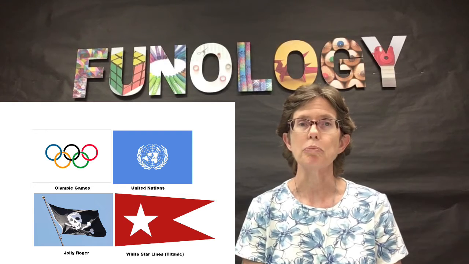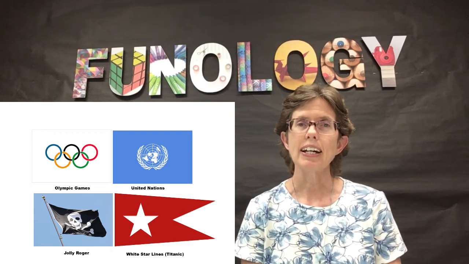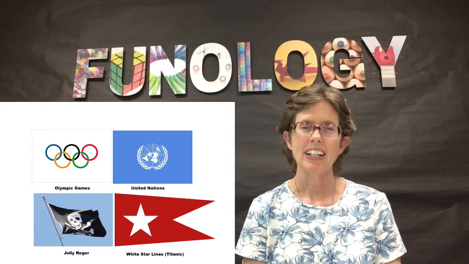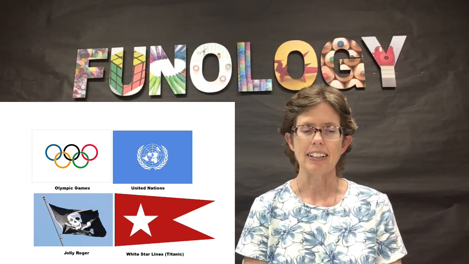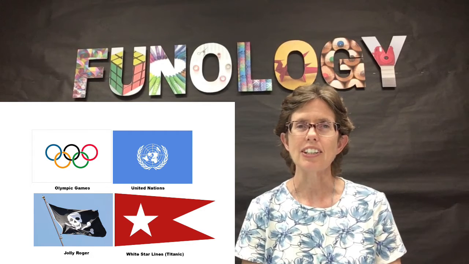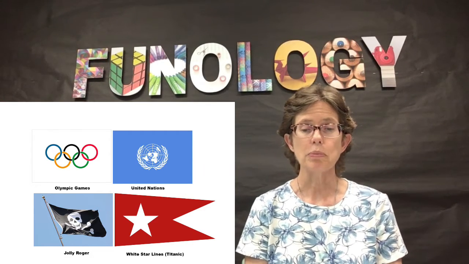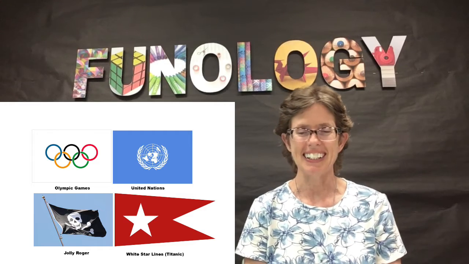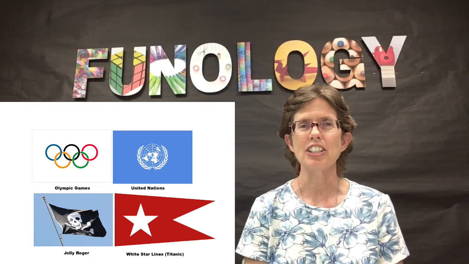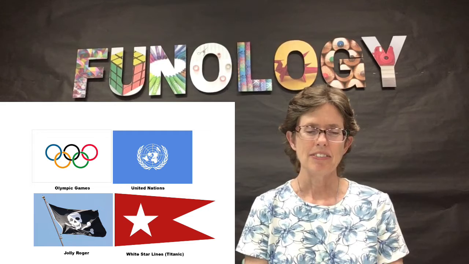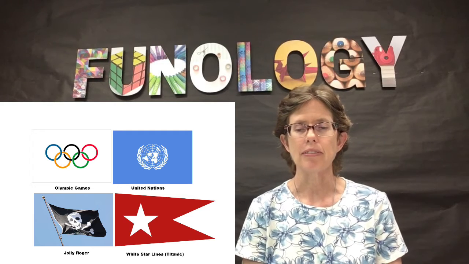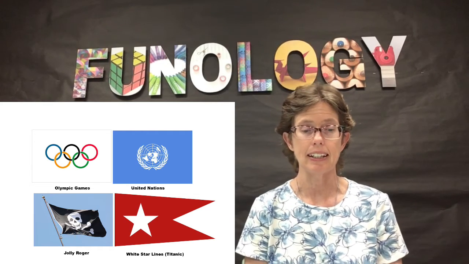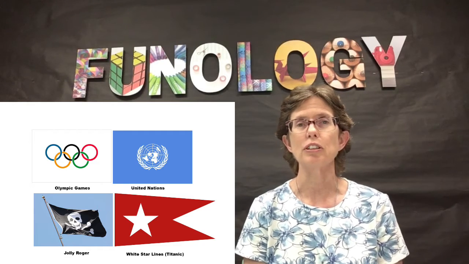Not all flags represent countries or states. Here we see the official flag of the Olympic Games. Can you guess why there are 5 rings and why they interlock the way they do? Look also at the United Nations flag. Do you see the map of the world in the center? And of course, most people recognize the pirate ship flag. But did you know that it's called the Jolly Roger? Finally, the shipping company that built the famous ocean liner Titanic had a flag of its own that it flew on its ships.